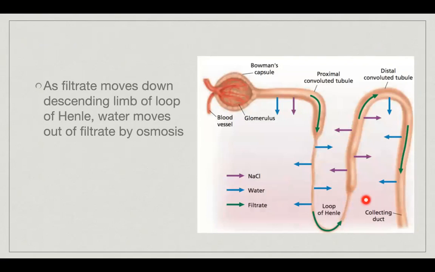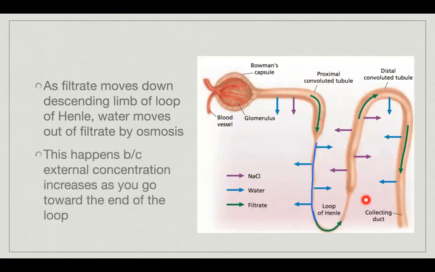When it moves down the descending loop, water is going to move out of the filtrate by osmosis for the reasons that I just explained, because you've got reabsorption happening here. So you've got ions, minerals, glucose, whatever, that's being reabsorbed out of the proximal convoluted tubule. That means water is going to come with it.